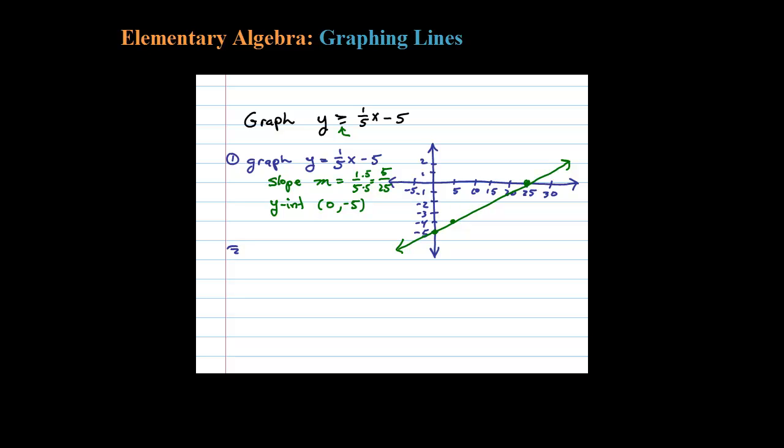So for step number 2, we want to figure out what points solve this inequality. So we're going to choose a test value, and since it looks like the origin is going to be the easiest one here, I'm going to choose to test 0, 0. Let's see if it solves the original inequality. Okay, so the question is 0 greater than 1/5 times 0 minus 5? Well, certainly 0 is greater than -5, so it works.